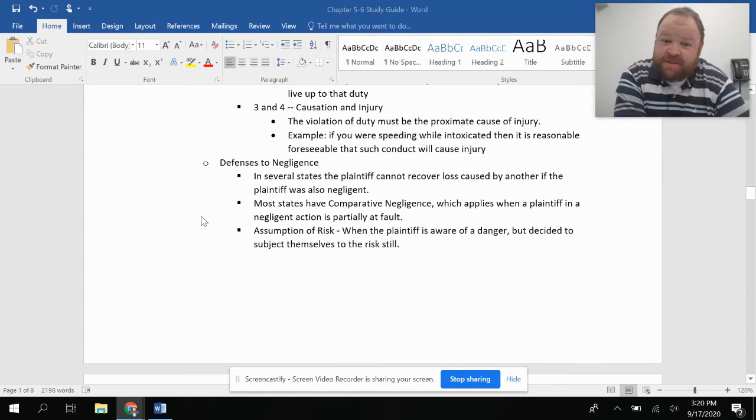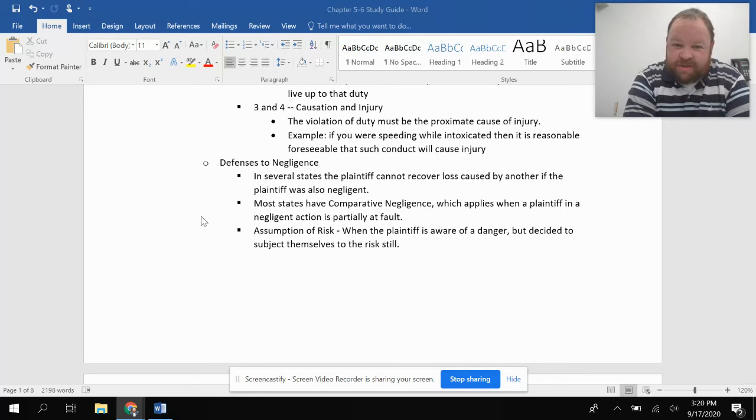So if you're defending negligence, you have a few different cases you can look at. In several states, the plaintiff cannot recover a loss caused by another if the plaintiff was also negligent. So if we were doing something bad, if we were drinking together, we got in the car together, we wrecked, even though I'm a passenger and got hurt, I would still not get anything from a tort or be able to sue you because I was also negligent. I made the poor choice.